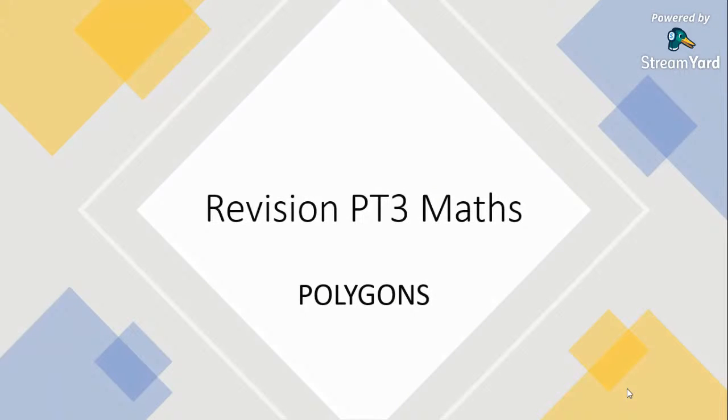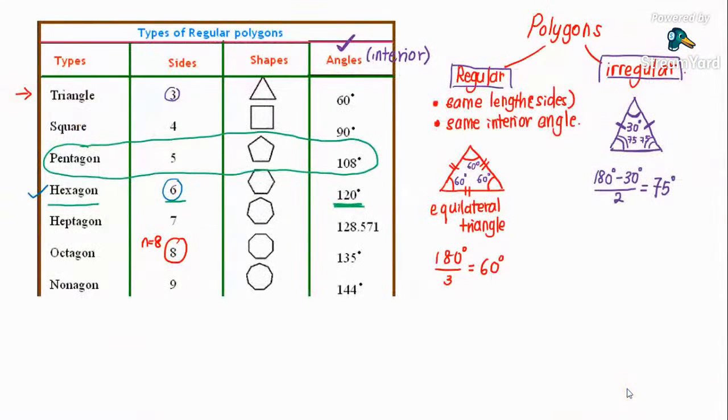Okay, so today we are going to look at revision on one of the chapters, which is called polygons. For polygons, the first thing you must know is all the names of the polygons with different numbers of sides.